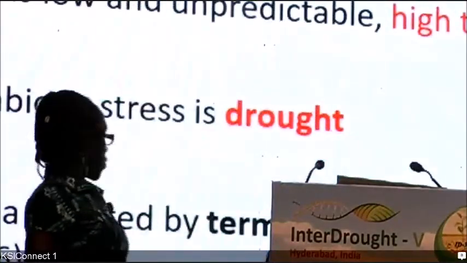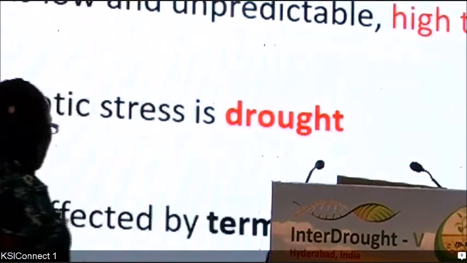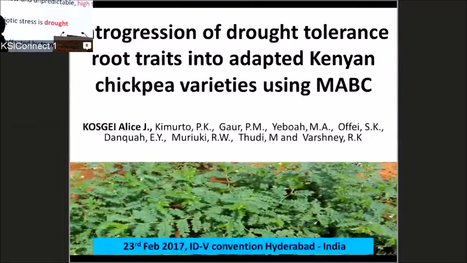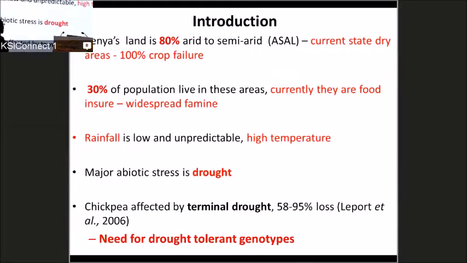As an introduction, 80% of the land in Kenya is semi-arid, and the current state is that dry areas have 100% crop failure. Then again, 30% of the population living in these areas is currently food insecure, that is, we have widespread famine. We also have high rainfall coupled with high temperatures, which has led to this major abiotic stress, that is drought.